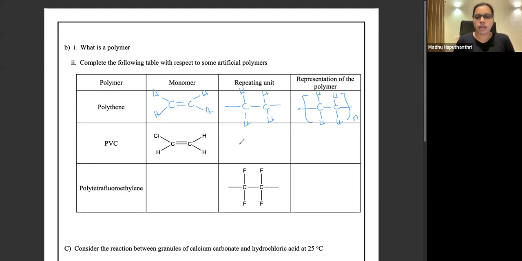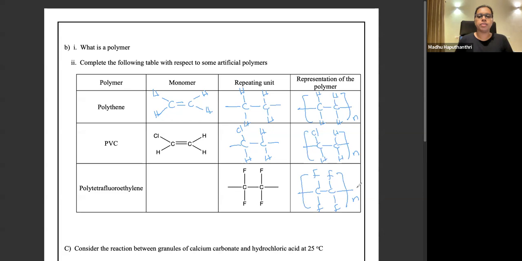PVC again, we are releasing this double bond, and there is a chlorine. So carefully write it. Here also the same thing. We take the repeating unit, put a bracket and write n. For this one, I have given you the repeating unit. Then when you are writing the polymer, that is very easy. Repeating unit, n times repeating. Monomer is, we will be placing a double bond.